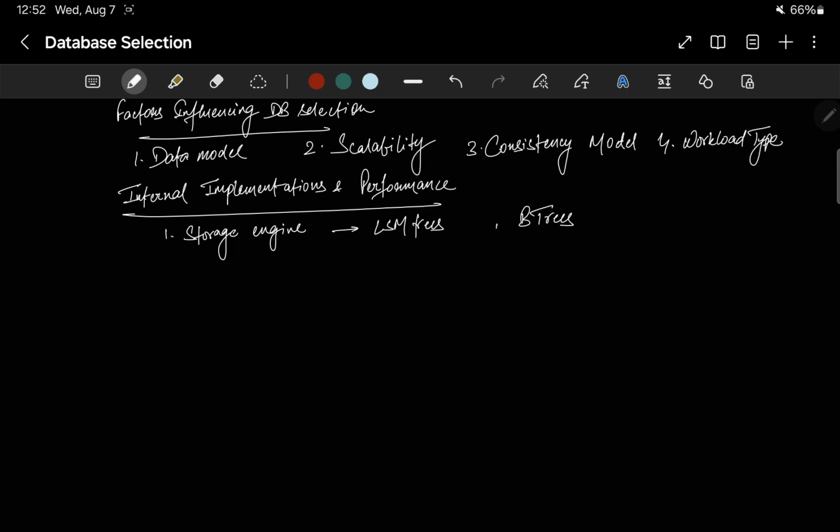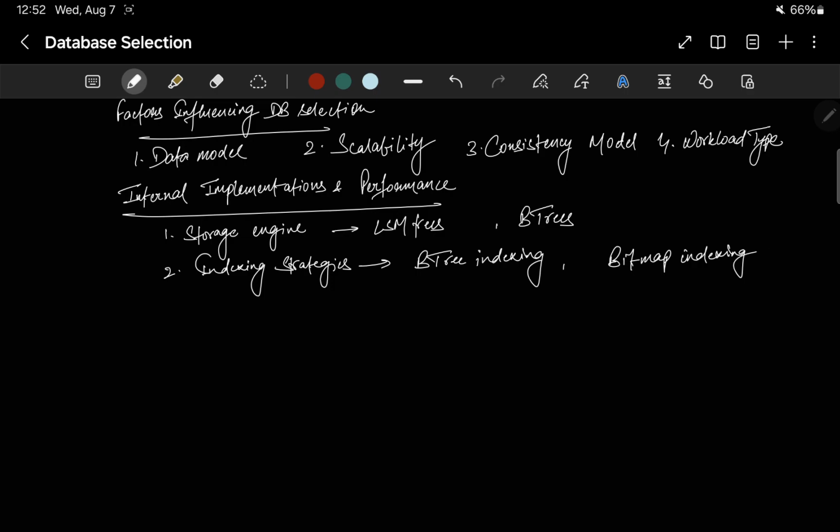Okay. Next, indexing strategies. Here the examples are B tree indexing. It is suitable for read heavy workloads, allowing efficient range queries and point lookups. And there is another called bitmap indexing. It is effective for read heavy scenarios, especially when dealing with low cardinality data. Okay. Now let's talk about the use cases and database selection associated with them.